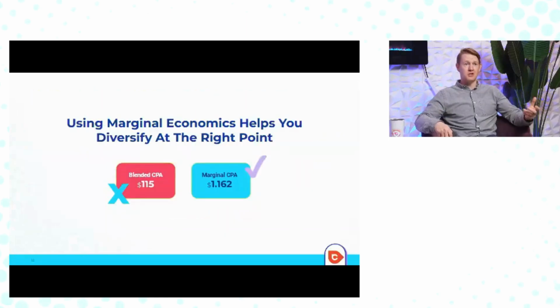So using that marginal economics helps you to diversify at the right point. So again, the blended CPA $115, the marginal CPA $1,162. I shouldn't have put that $50,000 of extra spend in search. What I should have done instead is look for other places in my media mix, maybe even more SEO, or even direct marketing or non-digital campaigns that could have driven a CPA much cheaper than that number on the right, which is essentially what I'm getting from my additional investment in paid search.